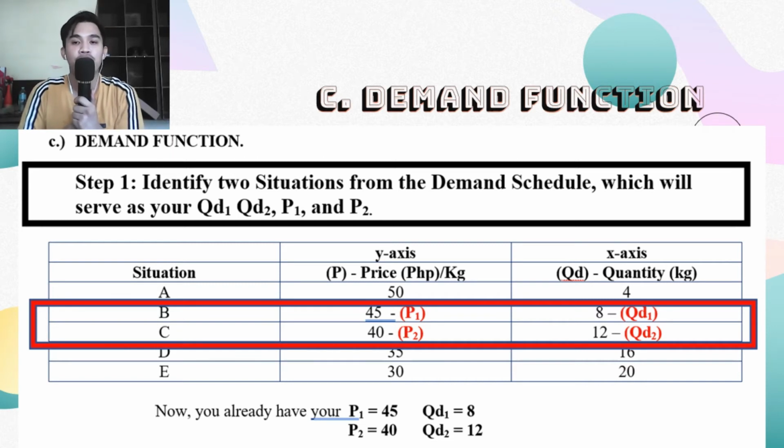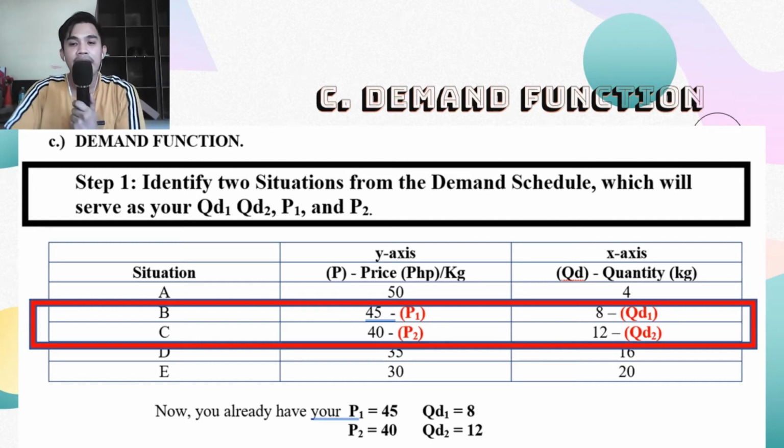So we are going to follow several steps. So let us begin with step 1. The first thing you're going to do is identify two situations from the demand schedule, which will serve as your QD1, QD2, P1, and P2.